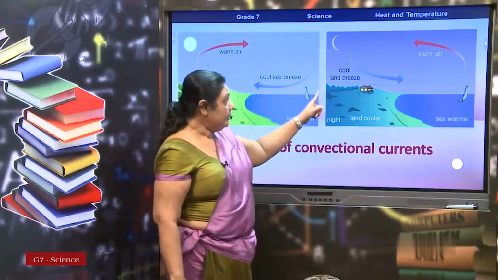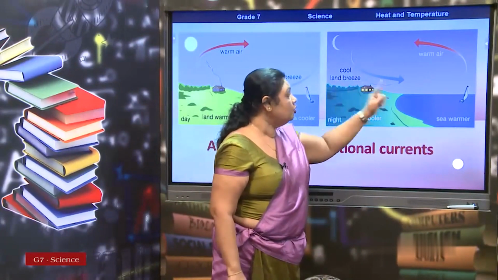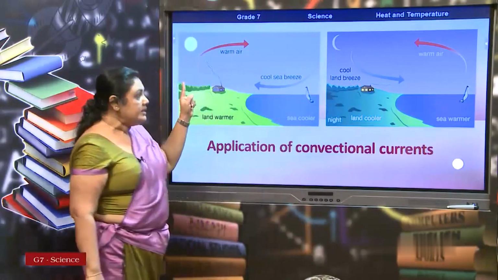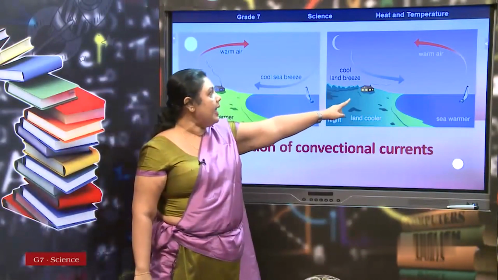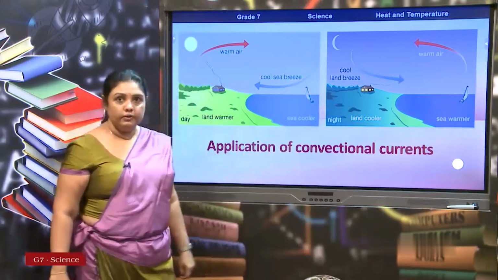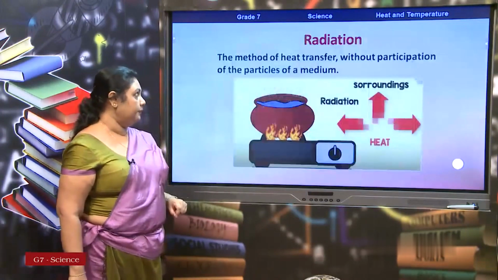So, that current which moves from the land side to the seaside is called a land breeze. This is called a sea breeze. With the land breeze, during night time only, fishermen go for work. Now, you got an answer for that question.